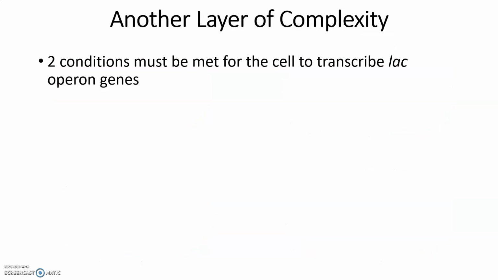But it's not that simple, okay? So two conditions have to be met in order for us to make Operon genes. The first one we know is you have to have lactose present. Well, the second one is you can't have glucose present because remember, glucose is the preferred energy source. So if glucose and lactose are present, we're going to use that glucose, okay?